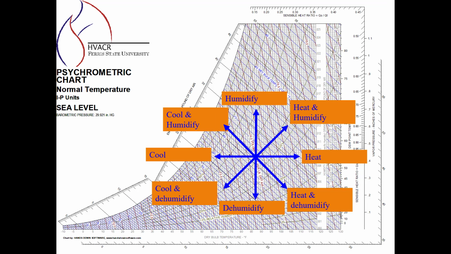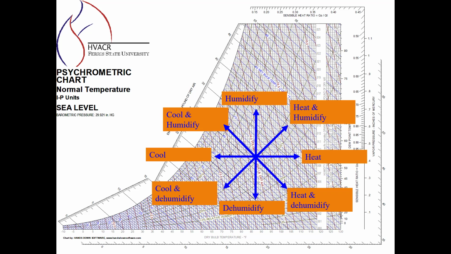So first, I want to just review the chart that we've talked about previously in class. If you remember, we have dry bulb temperature on the bottom x-axis, and when we move left to right in temperature, we call this sensible temperature. That's just the temperature that we read on a thermostat or a thermometer. As we increase in temperature, we're adding heat. As we decrease in temperature, we're removing heat.